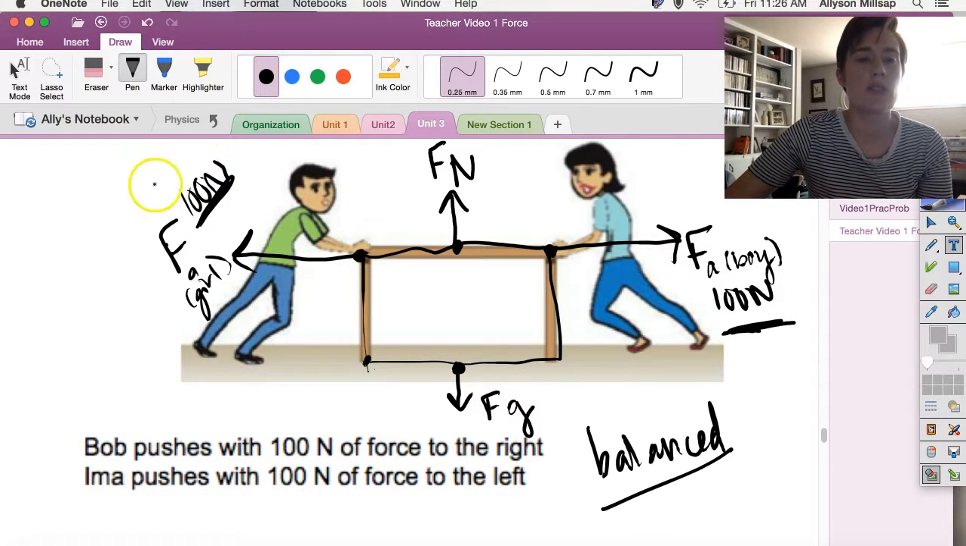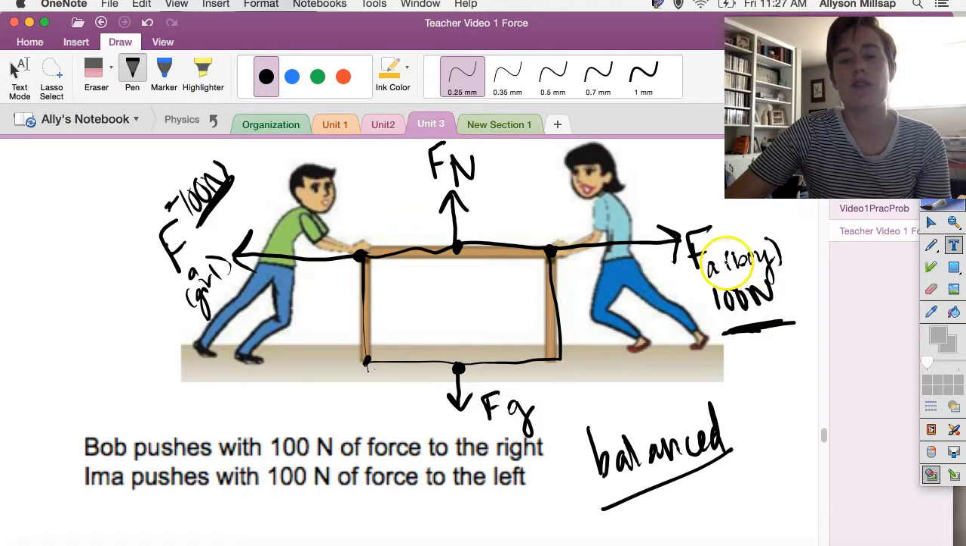His force is 100 newtons to the left, so it's technically negative 100 newtons. And her force is 100 newtons to the right, so it's technically positive 100 newtons. And so they equal each other out.